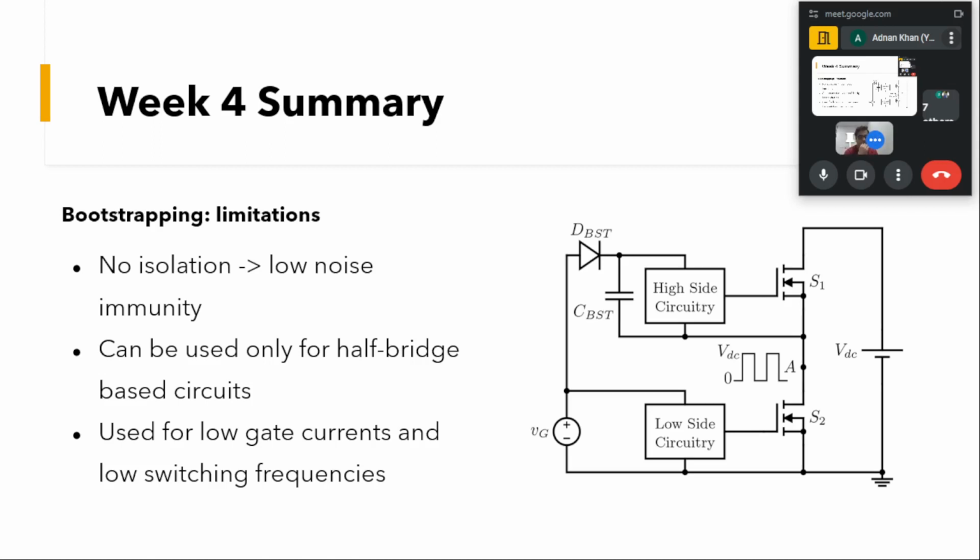But we can have a high value of this capacitor, and the disadvantage is that during the turn on of this bottom device, this capacitor may take a large time to get fully charged to the full potential.